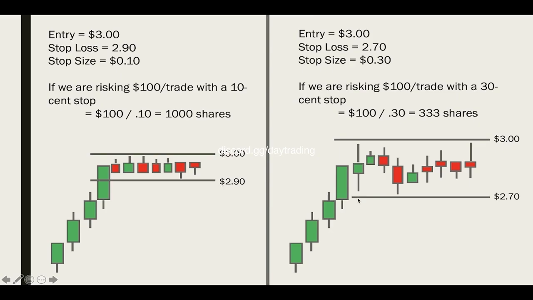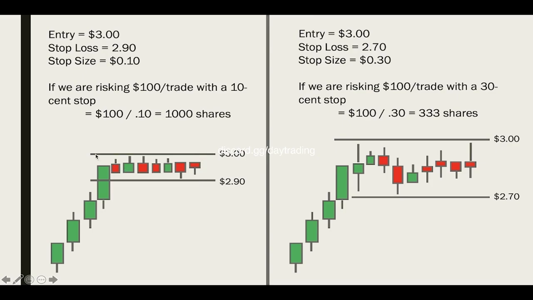However, in this situation, the base, you could see it's a little bit of a larger base. Our stop loss is under it, but it's at $2.70, right? So this one's at $2.90, this one's at $2.70, okay? So we have the same entries, but different stop loss prices, okay? So what is the size of our stop? Well, all we have to do is subtract the stop loss price from the entry price, right? So $3 minus $2.90 is 10 cents. The size of our stop is 10 cents.